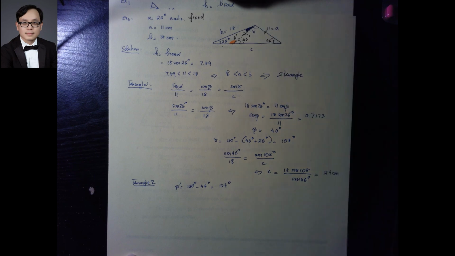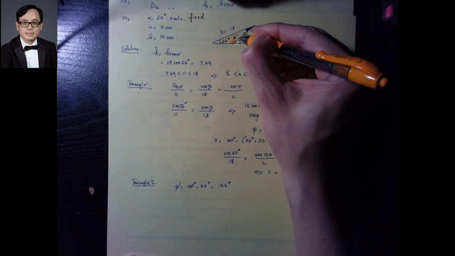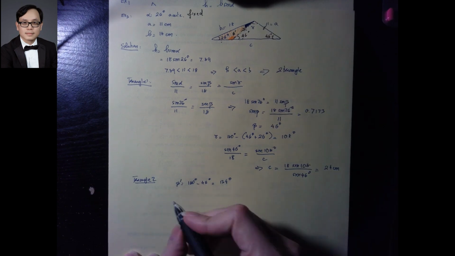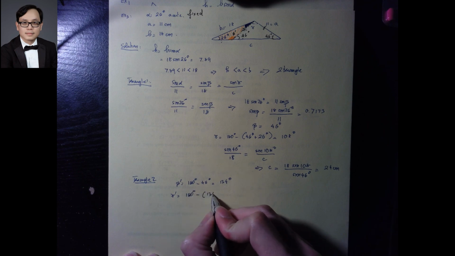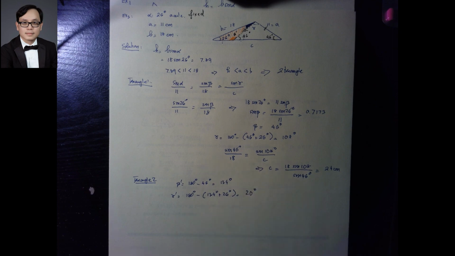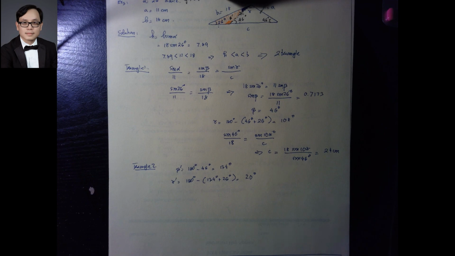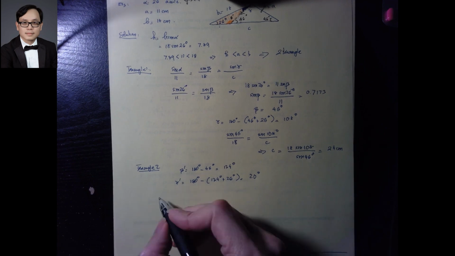Because this one will be the second triangle, the gamma prime will be 180 minus 134 plus 26, which gives you 20 degrees. Here you go. Now you got a gamma prime, you got beta prime. I can solve the second triangle easily by applying the law of sine.